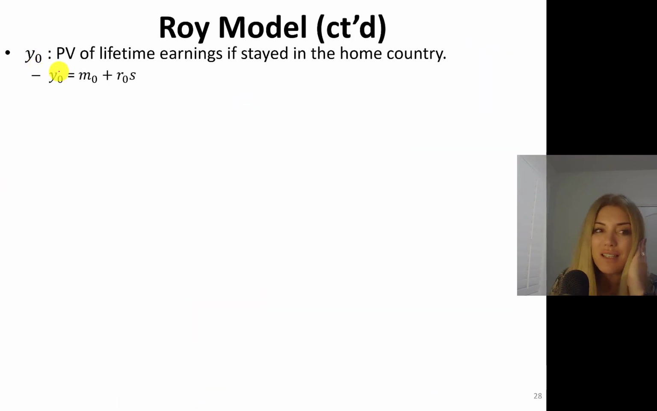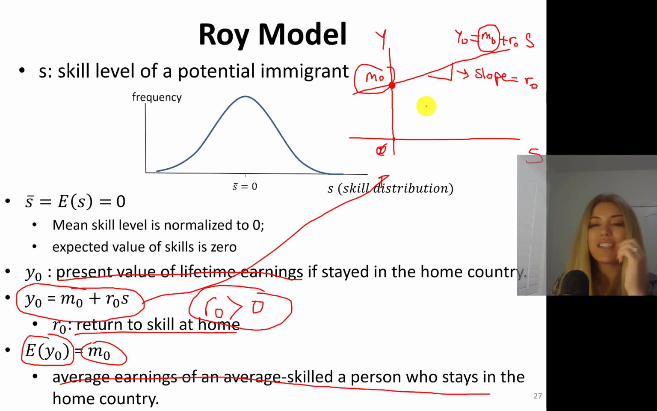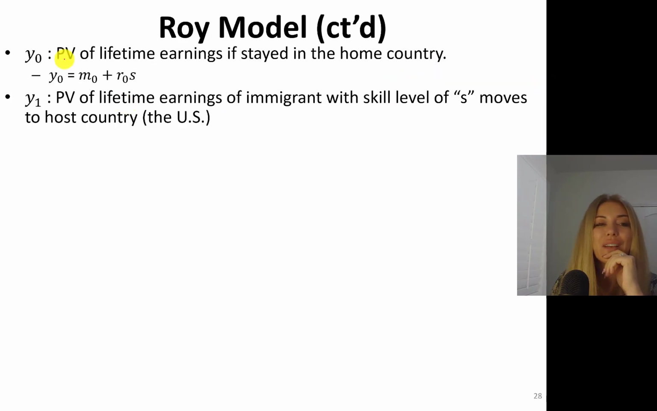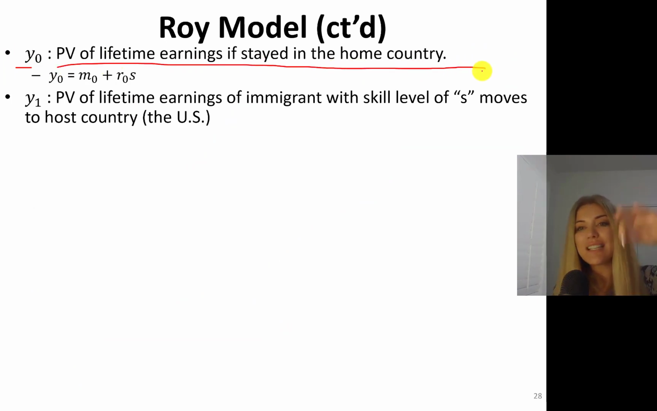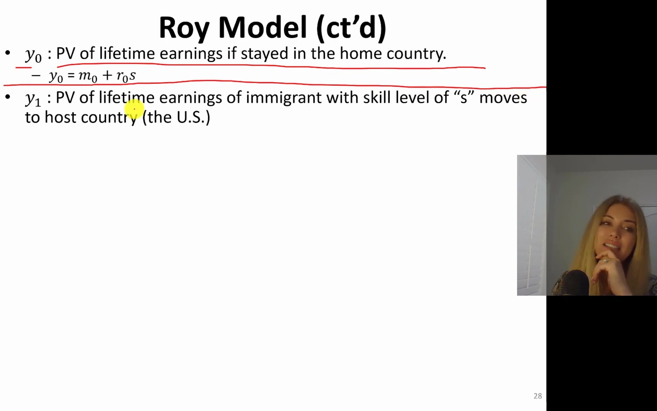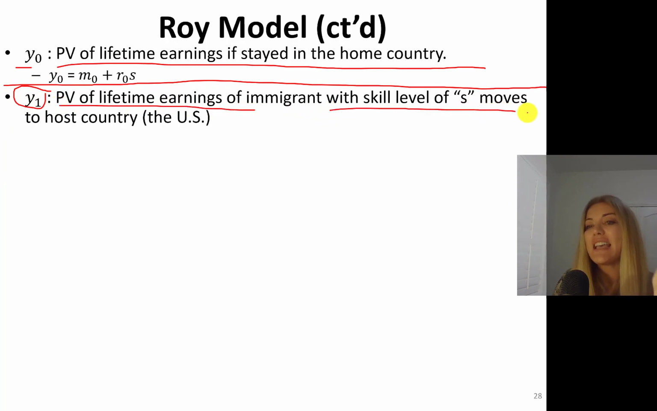Again, coming from the other side, keep this graph in mind because we're going to add to it. Okay, Y0 is the present value of lifetime earnings if this individual stayed in the home country. We talked about this. Now let's see what happens if this person moves to the United States. So let's define Y1. Y1 is the present value of lifetime earnings of an immigrant with skill level S who moves to the host country, the United States.